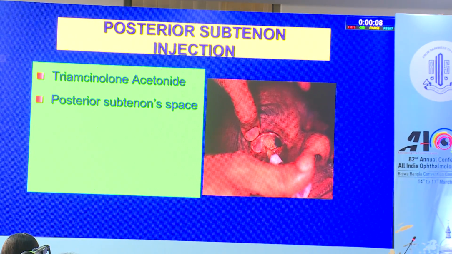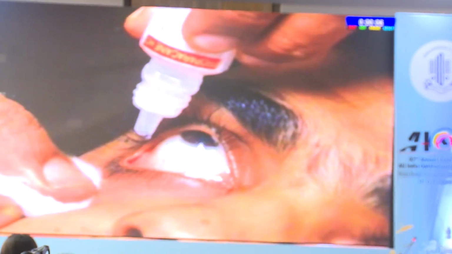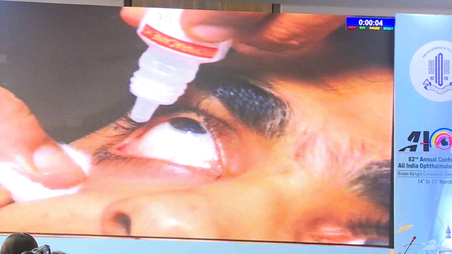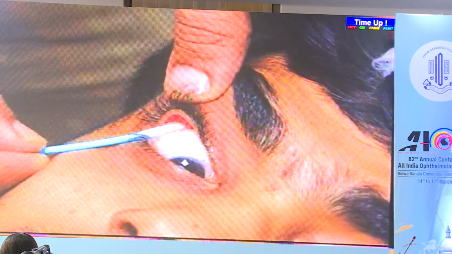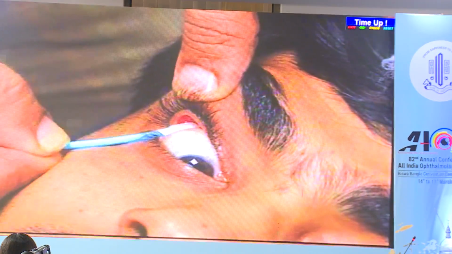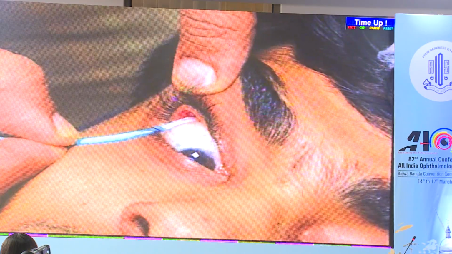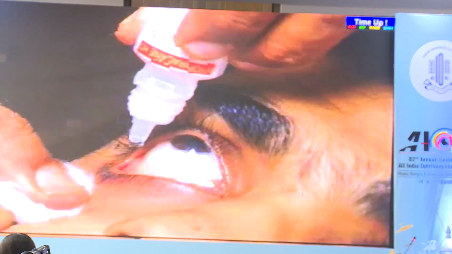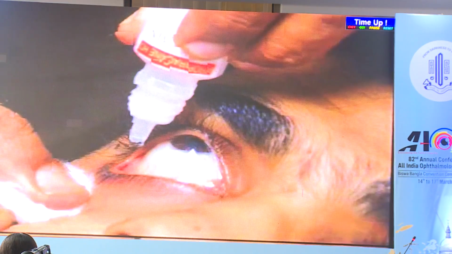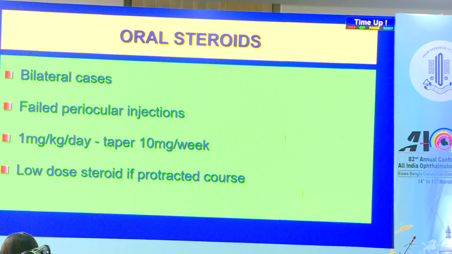These are triamcinolone acetonide injections given in the posterior subtenon space, and there's a video showing the cotton bud applicator. If you apply it on the supratemporal quadrant, there's very little pain in the eye, and one can give the injection in the superior temporal quadrant. In bilateral cases, oral steroid is required.